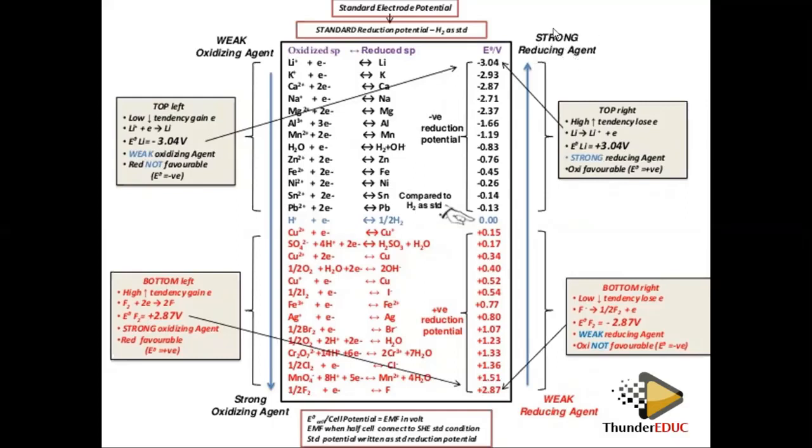A strong reducing agent is supposed to be at the anode, and a weak reducing agent is supposed to be at the cathode. Why? Because this one is positive, this one is negative. So this one gives electrons to this.